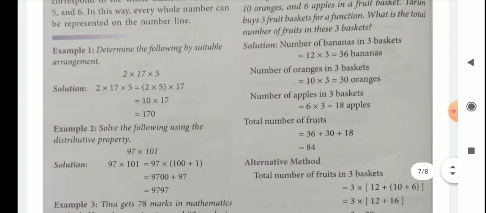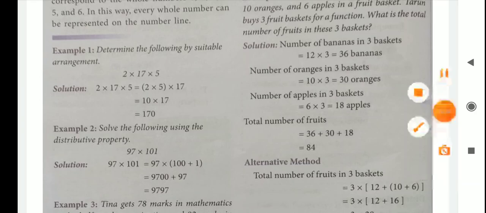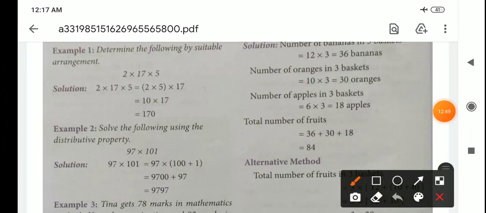Then example 1 you see, determine the following by suitable arrangement. Here we need to do suitable arrangement. Here you see, if we multiply 5 and 2, then we get 10. So it is easy to multiply 10 with any number. So 17 multiply 10 is 170.